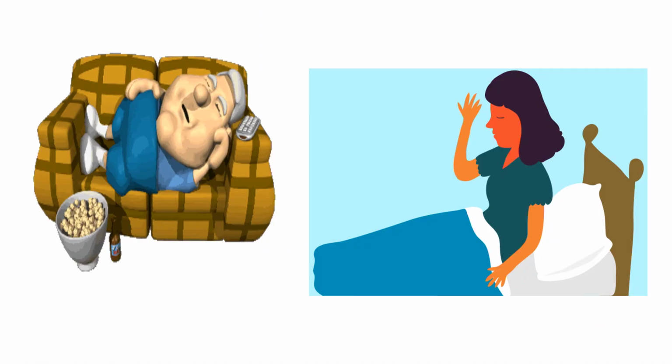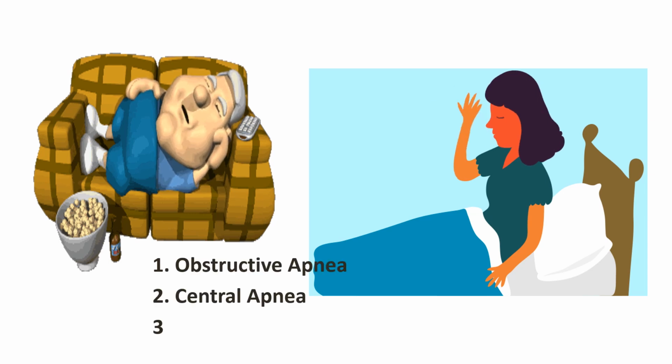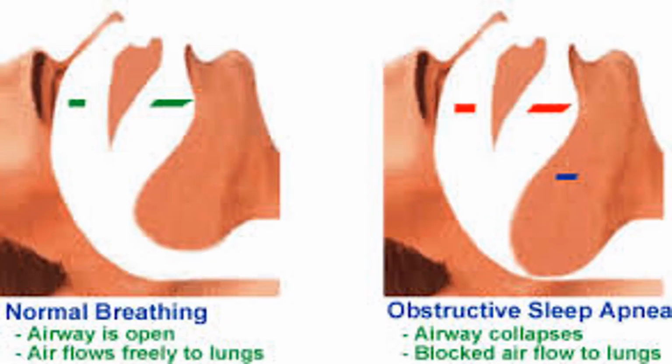Sleep apnea is most frequently diagnosed in men and postmenopausal women. It may occur during childhood also. There are 3 types of apnea, based on the cause. 1. Obstructive apnea. 2. Central apnea. 3. Mixed apnea. Obstructive apnea occurs when the structures of the pharynx or oral cavity block the flow of air.